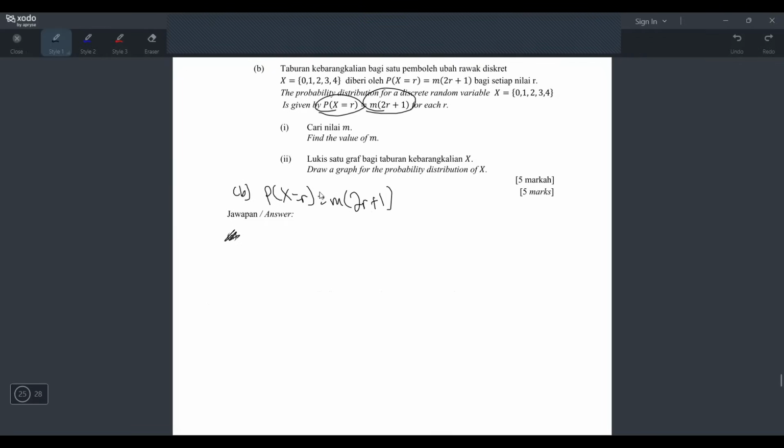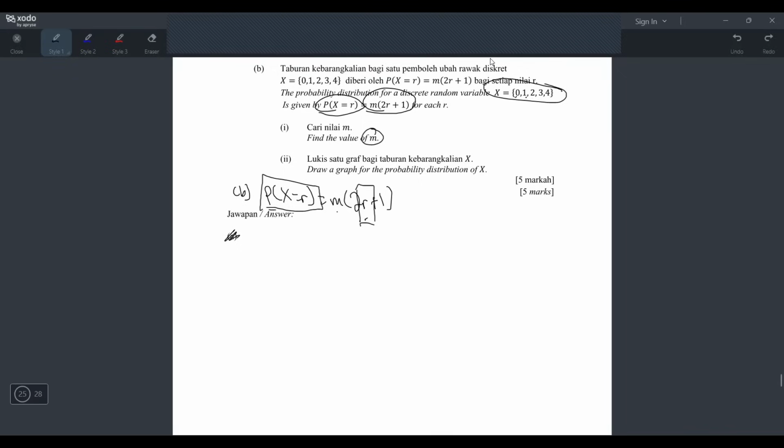And it's very easy because we just have to substitute r only. Okay, let's see what they want. Find the value of m. So these are the possible values of x: 0, 1, 2, 3, 4, right? If you want to find the value of m, it means I need to have the r and the probability. I need to have this and I need to have this. The r will be all these values, but they never give us any probability.